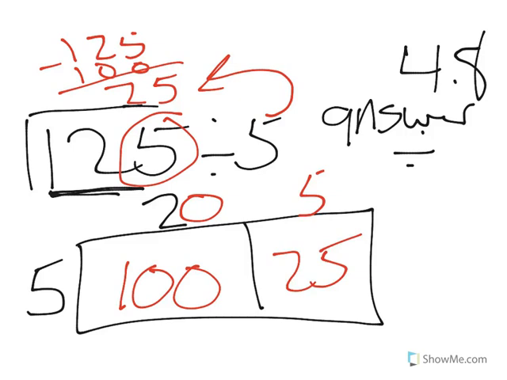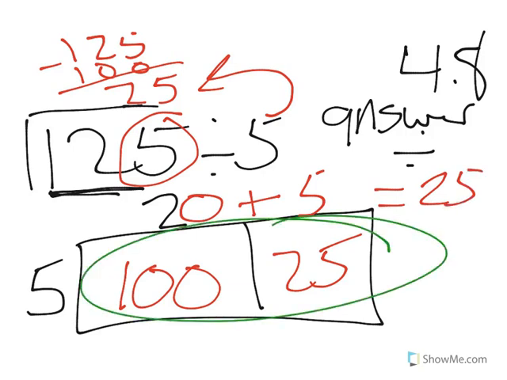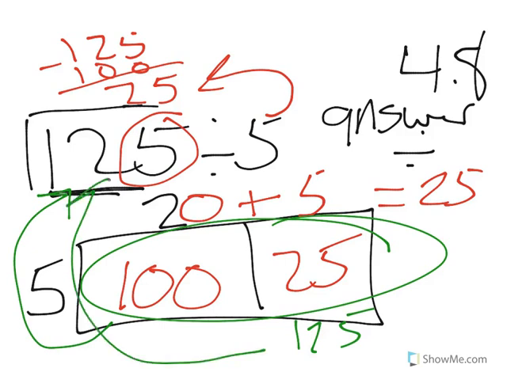So my answer is I'm going to add these two. 20 plus 5 equals 25. And to make sure I'm correct, what's in my box should equal my dividend. So 100 plus 25 is 125, which matches my dividend.